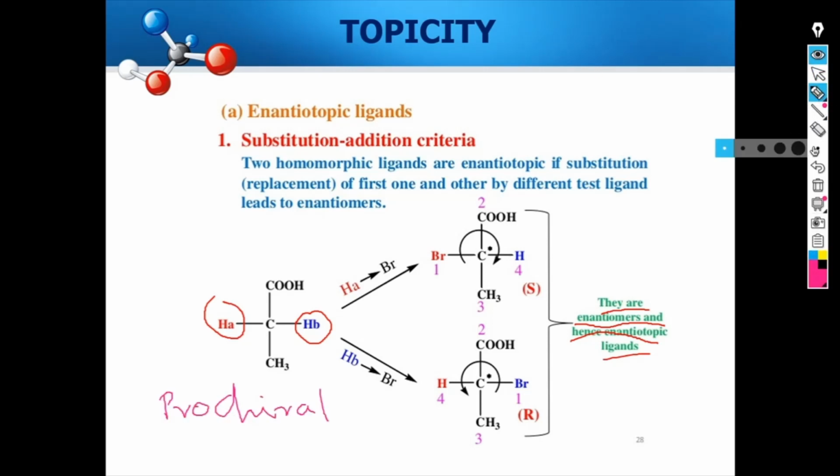Now one needs to remember here another important point, that is this particular carbon is called a prochiral carbon. Okay, so what is a prochiral carbon? A carbon in which if we can replace one of the ligands, and on such replacement the carbon becomes chiral. So this is a prochiral carbon, and the ligands attached to a prochiral carbon are always enantiotopic.